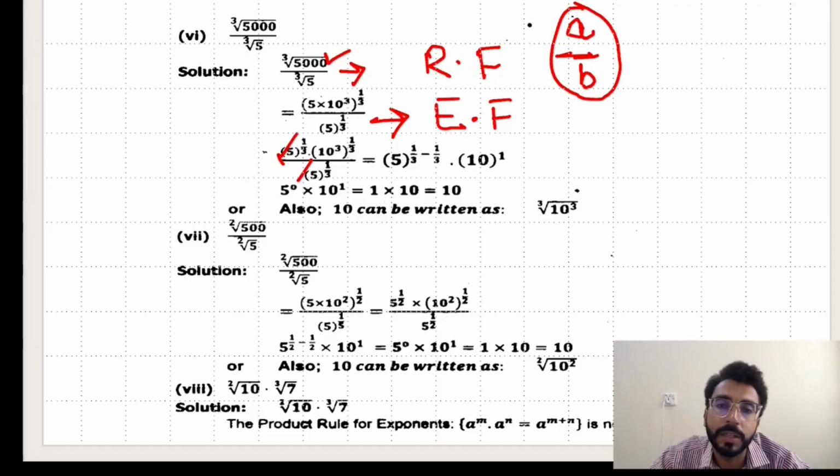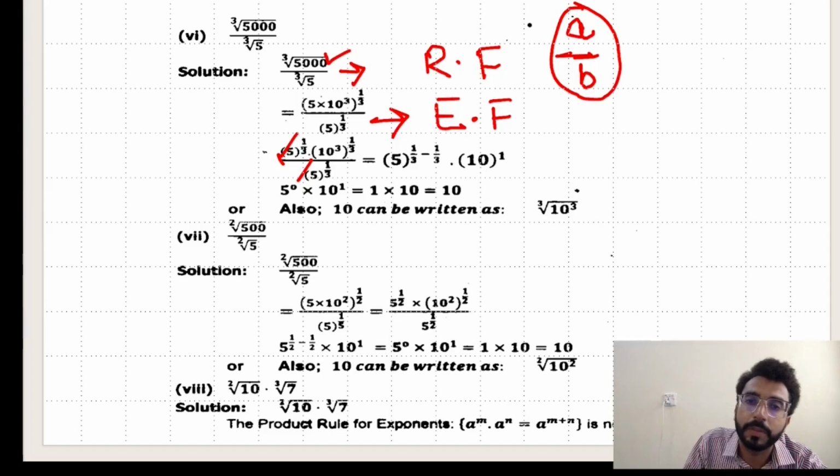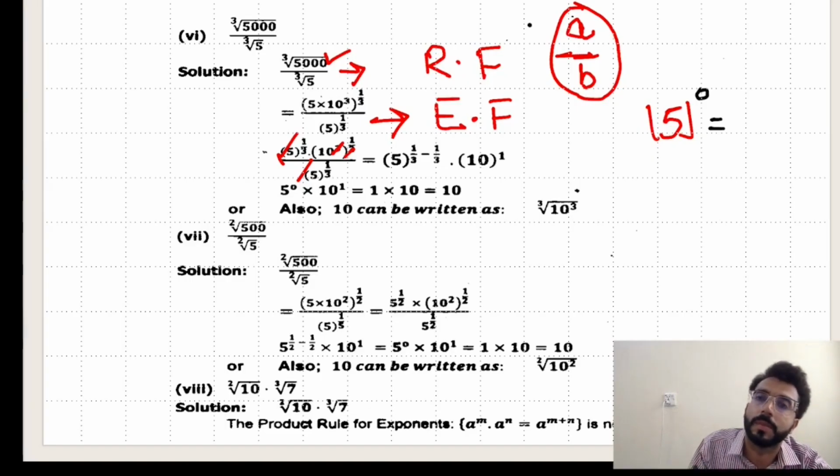Similarly, by cancelling 3 with 3, we get 10 to the power 1. 5 power 0. As you know, every number having the power 0 gives the answer 1. 5 to the power 0, we get the answer 1 here. So by solving it, we get the final answer 10.